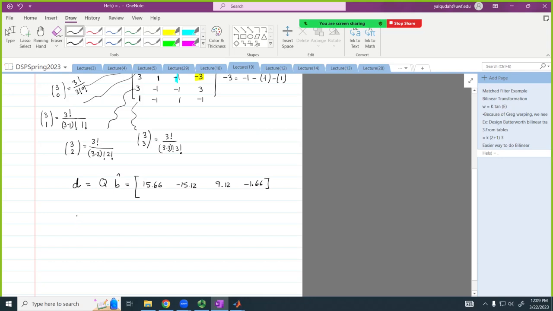And therefore, h of z is going to equal a constant multiplied by (z plus 1) cubed divided by 15.66 z cubed minus 15.12 z squared plus 9.12 z minus 1.66. Isn't that D transposed?